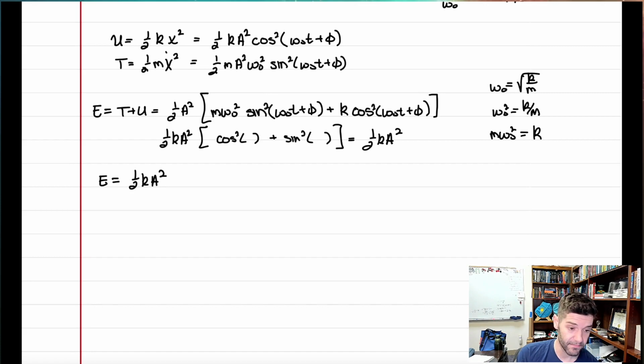It's a constant. That's not too surprising. We expected that to be the case. But it's good that the math supports that it's a constant. But here's where the amplitude plays a role. The amplitude is connecting to the total energy of the system.